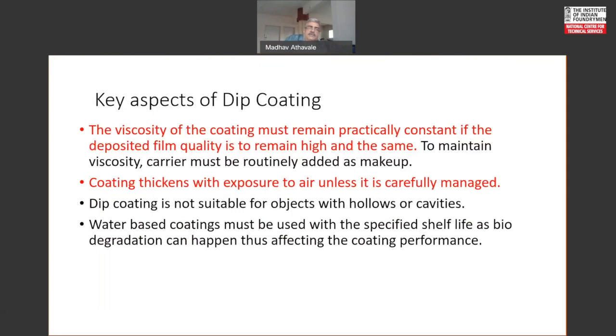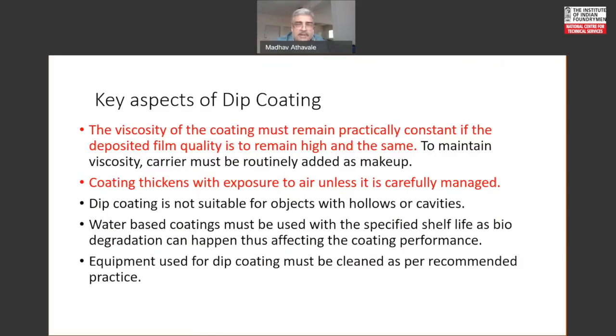Now, water-based coating must be used within the specified shelf life, because as we have seen in our last lecture, there are organic binders which are used for coatings, and they can degrade. So usually the manufacturer will recommend how long a ready to use wash can be kept. Otherwise it needs to be discarded, because with biodegradation, the properties of the coating will also deteriorate, and it will create problems.